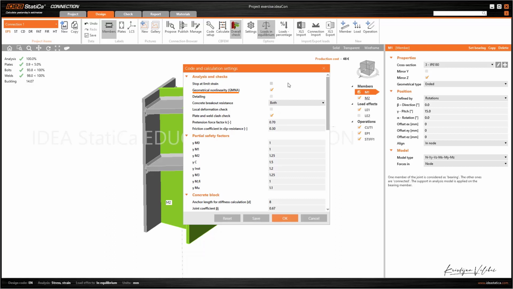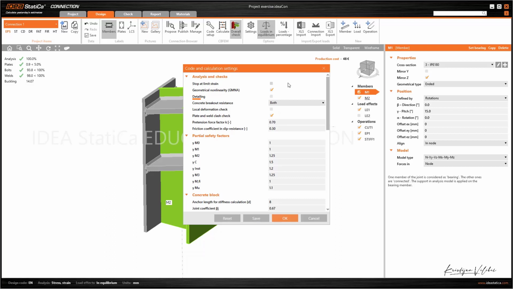Geometrical nonlinearity. IDEA StatiCa during the analysis simulates the real behavior of connections. This means that it considers material nonlinearity and geometric nonlinearity. For the majority of connections, this is sufficient. However, this cannot be said for pipe profiles as well as for thin wall profiles. For the mentioned cases, there is a possibility to consider geometric nonlinearity in the analysis, and it is activated right here.